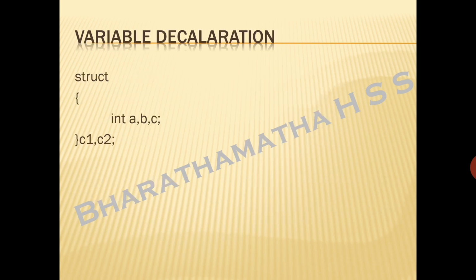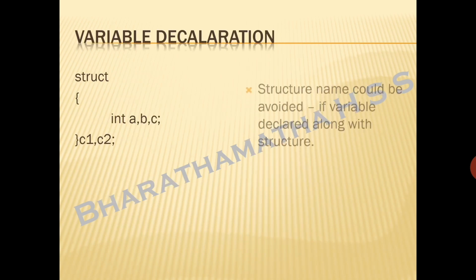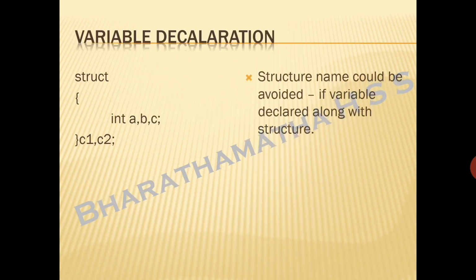Okay. So now variable declaration. How to declare the variables? struct ABC, C1 and C2. So in certain situations, the name of a structure could be avoided.